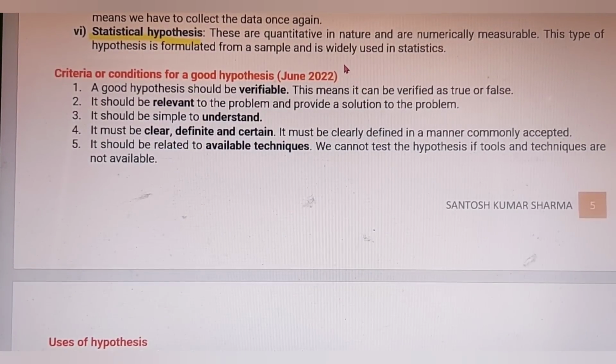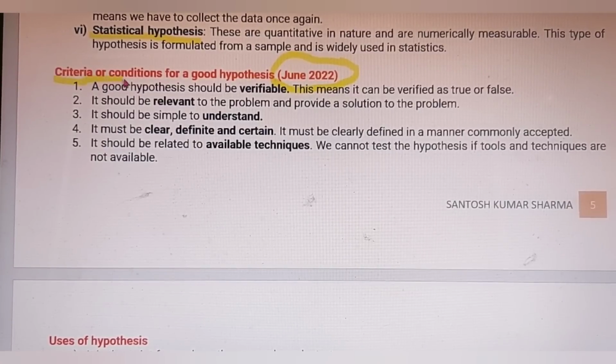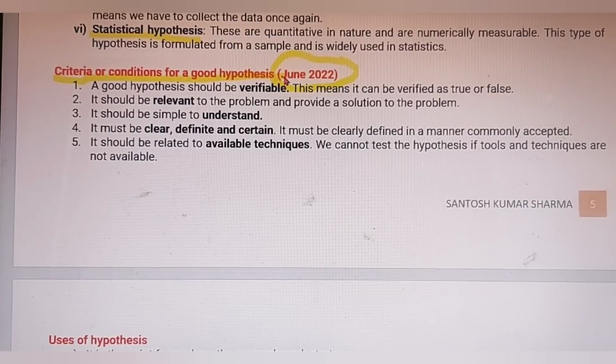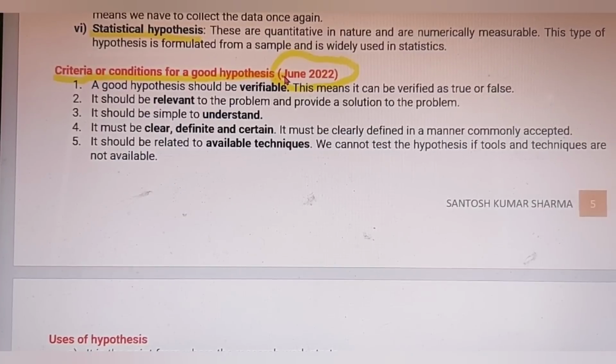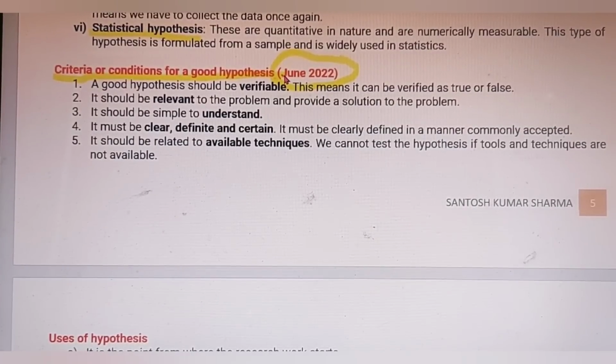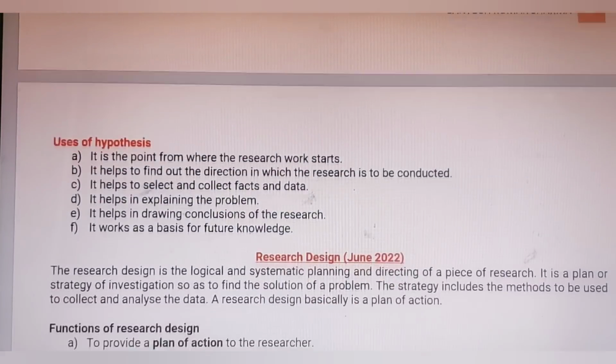Now this particular question came in June 2022 examinations. What are the criteria and conditions for a good hypothesis? Now friends, I will not say that you should not go through this question. It may strike, but there are fewer chances of it. In my study material, I have written that the questions will strike from the previous exams. Okay, so let's ignore this and move on to the next topic.